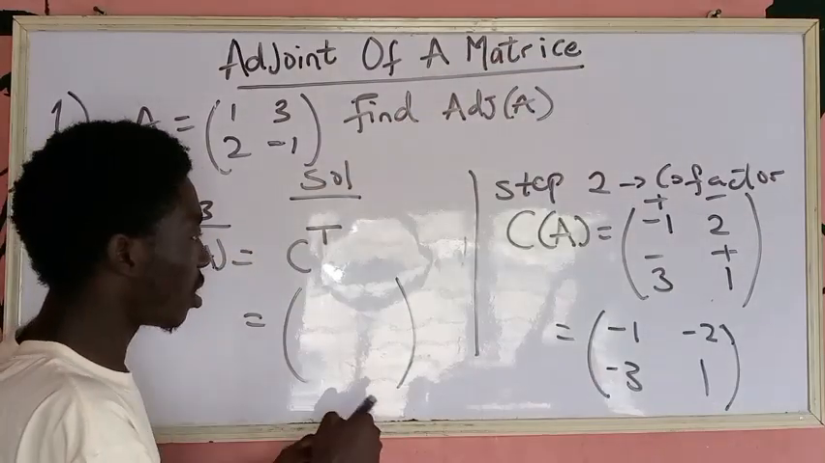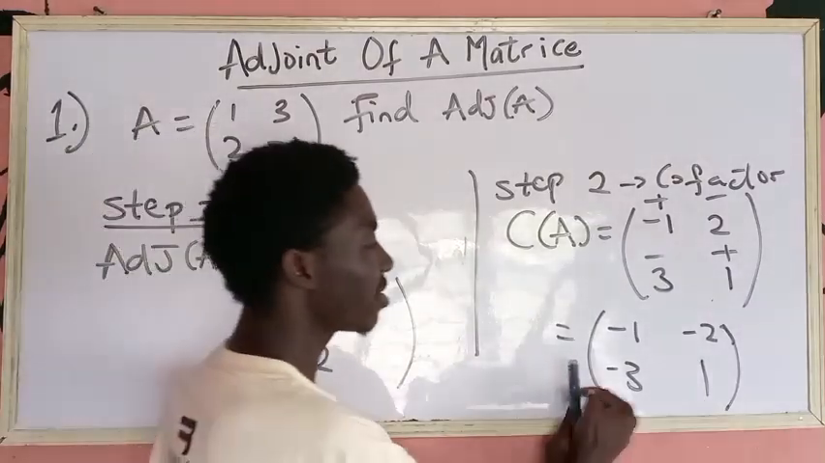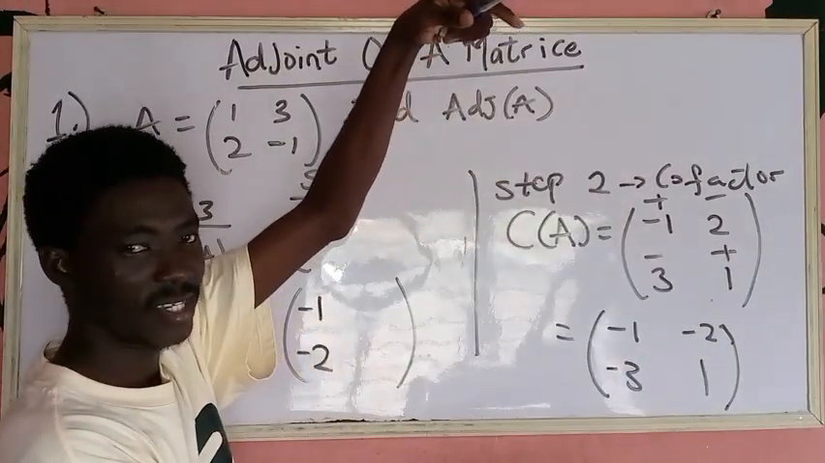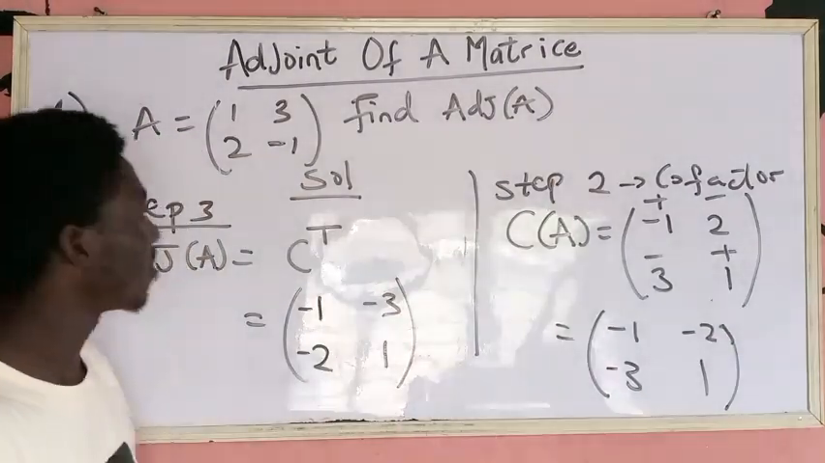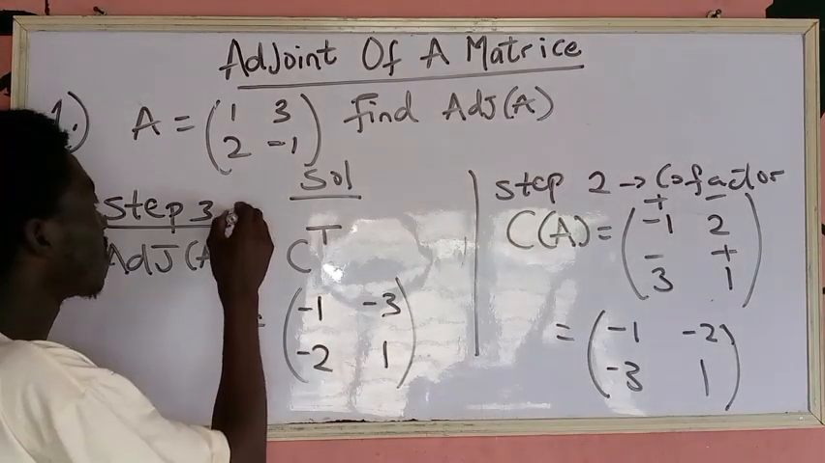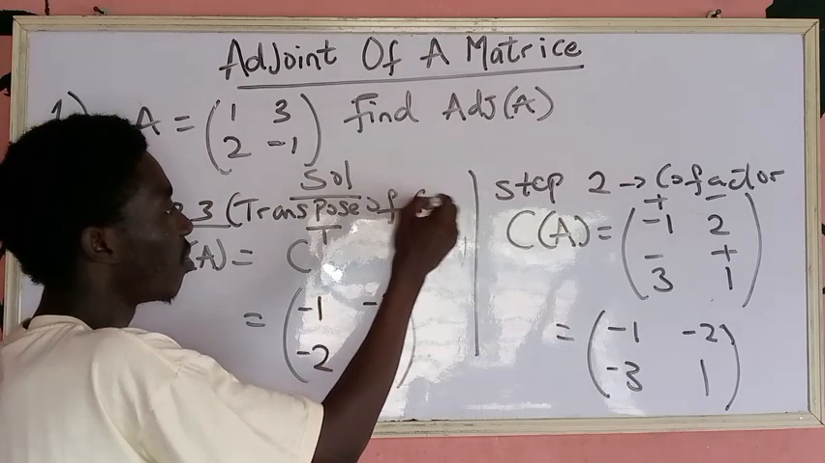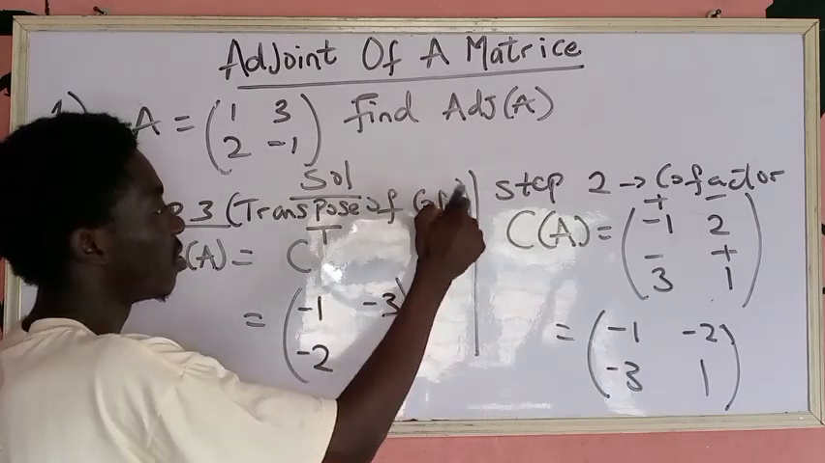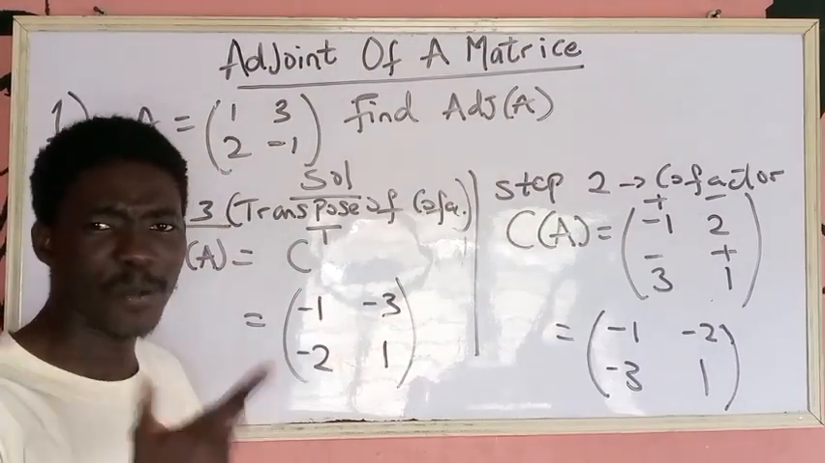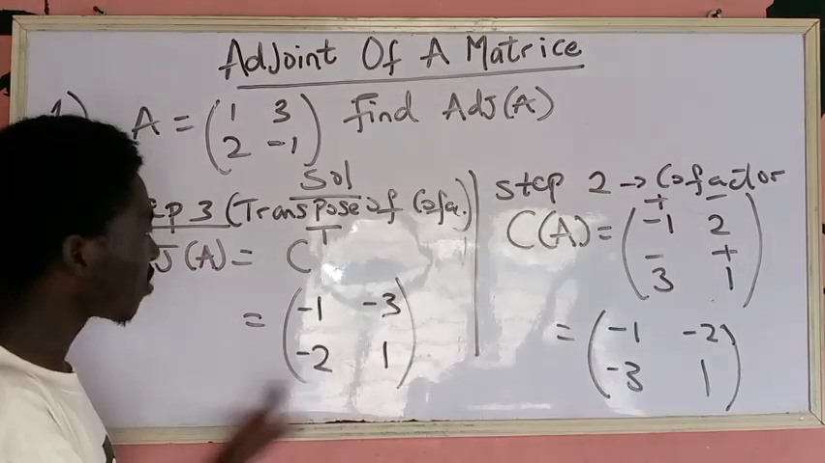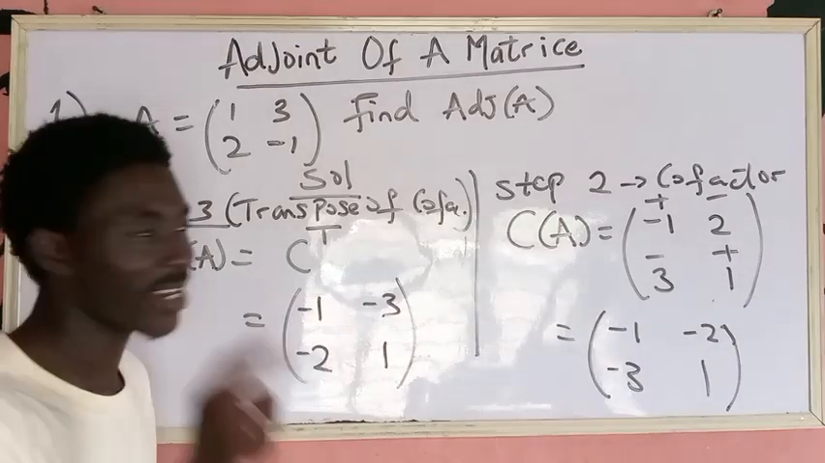So you have -1 and -2. Next one, -3 and 1 turns from horizontal to vertical. That will be -3 and 1. That is the adjoint of A, the transpose of the cofactor. That is the third step. So you can see now this is the adjoint of matrix A: -1, -3, -2 and 1. Let's take one more example, but that will be a 3 by 3 matrix. Let's go on to that step.